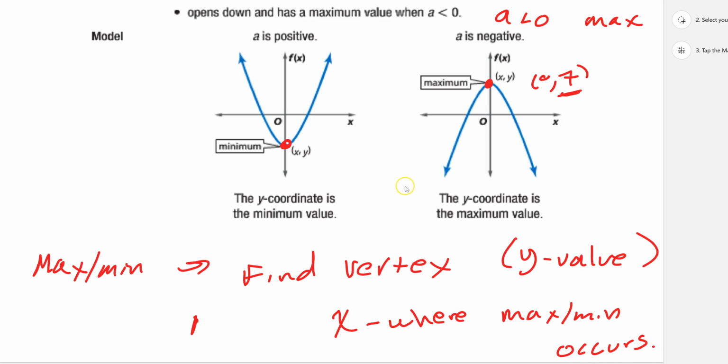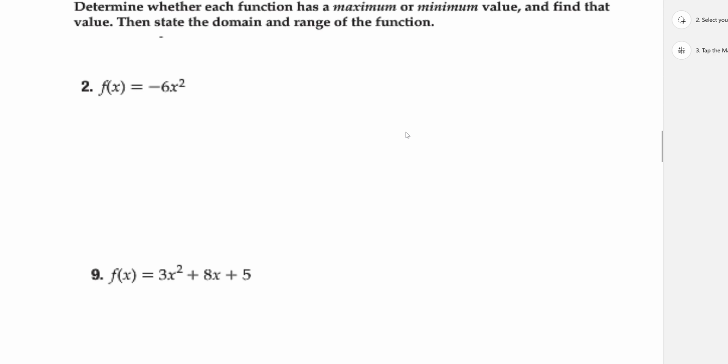So if you want to find the max or min, just find the vertex. The y value is actually what we're looking for, because that's how high and how low it is. So that's your max or min. And then the x value is where it occurs. Sometimes I might ask you a word problem and say, when does it happen? The x value. So let's look at problems where we have to find the max and min of equations. This problem right here says: determine whether each function has a max or min value, and then find that value. State the domain. Again, we're not doing that yet.